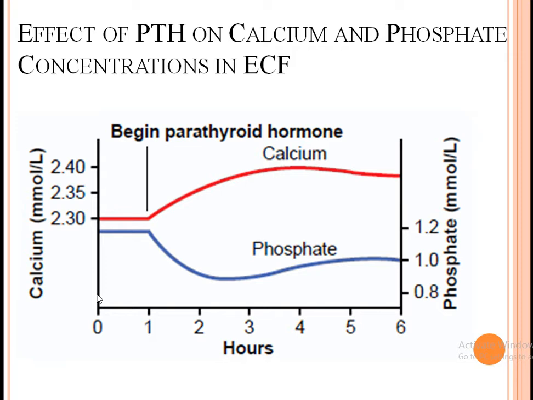Under the effect of the parathyroid hormone, if you give an infusion of the parathyroid hormone, the calcium peak can be achieved in almost 4 hours, while the decrease in phosphate reaches its maximum almost within 2 hours.